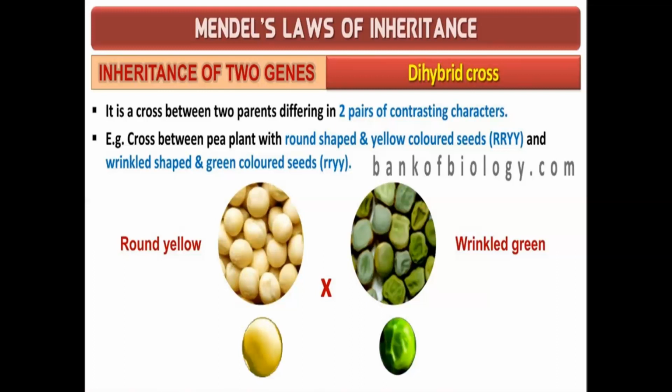So which are the two characters? One is shape, the other is color. One plant he took has round shape and yellow color seed. The other plant he took has wrinkled shape and green color seed.